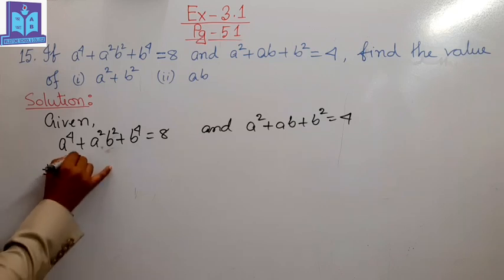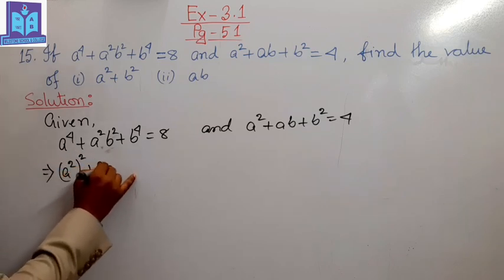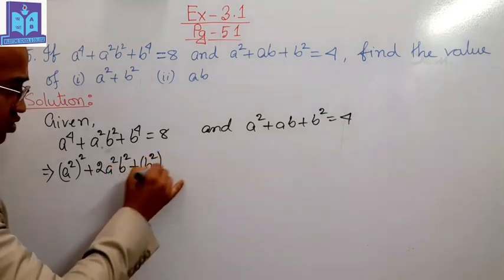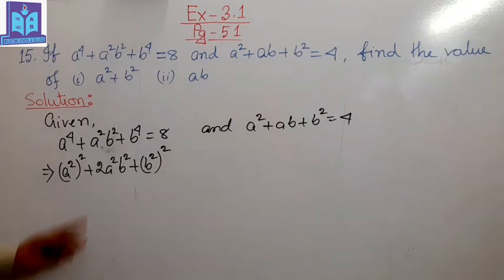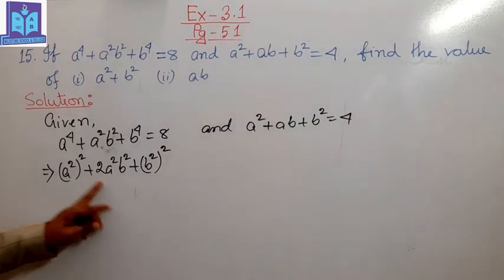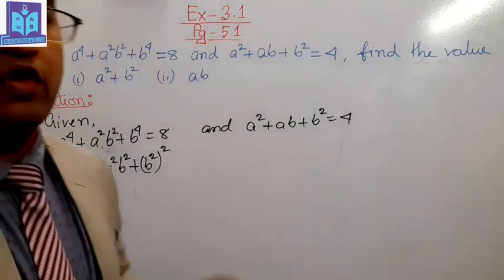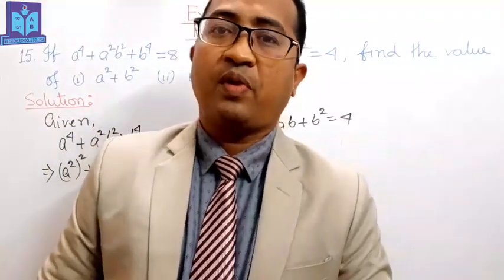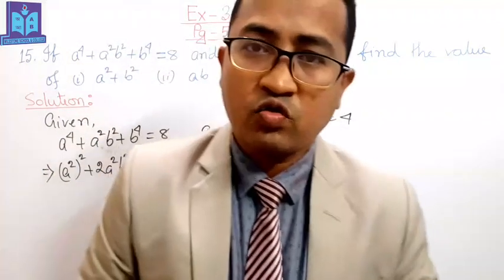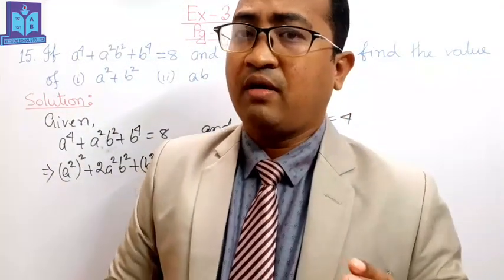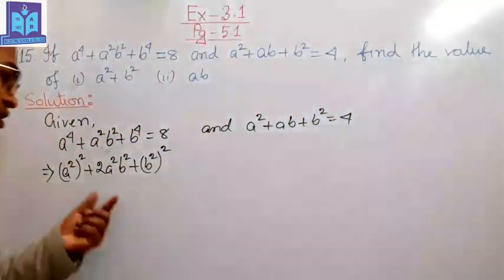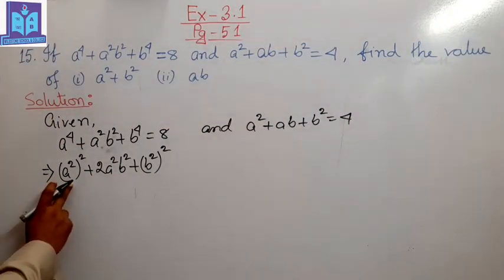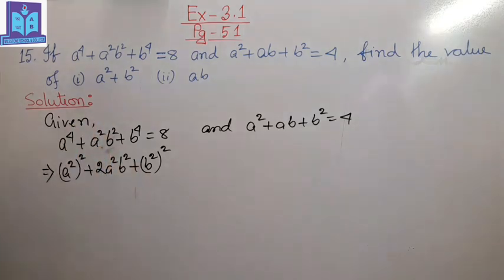(a²)² + 2a²b² + (b²)² — why do I write 2a²b² over there? To make a format of the formula (a + b)². We know the formula of (a + b)² is a² + 2ab + b². By writing 2 over there, we make a format of (a + b)², where a² is a and b² is b.